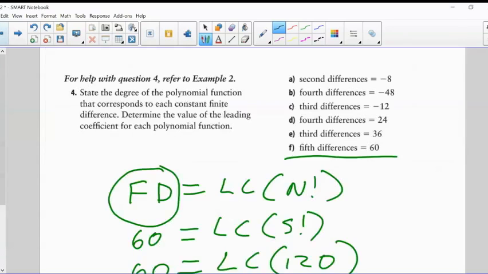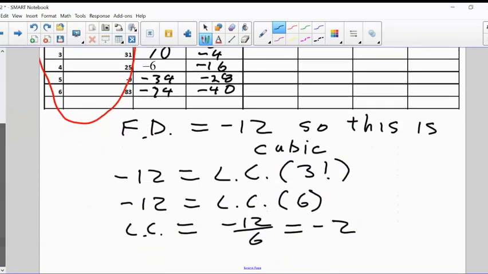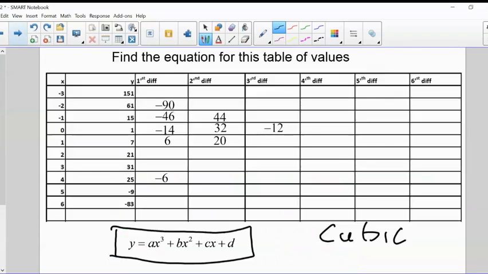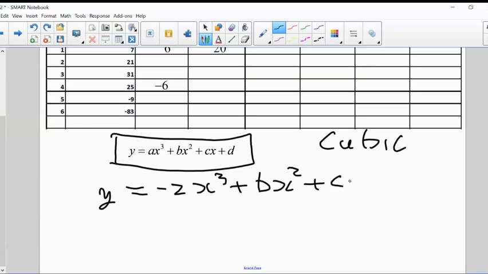If you remember, we worked this out. Let me take you back to that page for a second. We'd worked out that the LC was minus 2. Hopefully everybody remembers that. So I actually know the A already. I can put that in. So it's actually y equals minus 2x cubed. We still don't know the b yet, so let's say bx squared. We still don't know the c, so let's say cx. And we apparently don't know the d either. So it's not much information to go on.